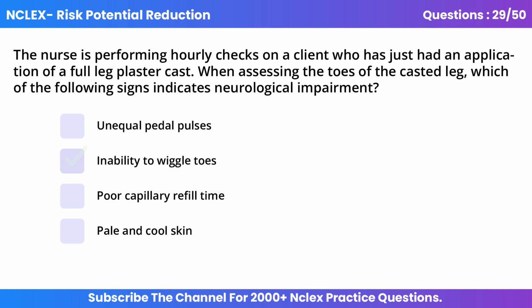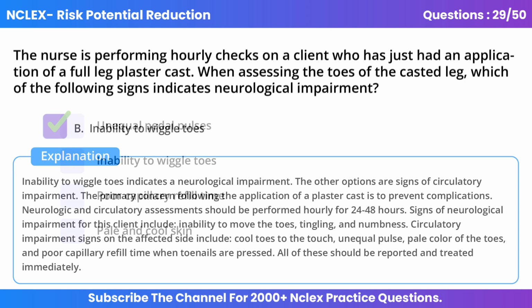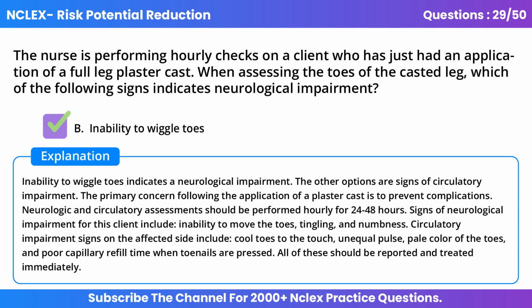B. Inability to wiggle toes. Inability to wiggle toes indicates a neurological impairment. The other options are signs of circulatory impairment. The primary concern following the application of a plaster cast is to prevent complications. Neurologic and circulatory assessments should be performed hourly for 24 to 48 hours. Signs of neurological impairment for this client include inability to move the toes, tingling, and numbness.